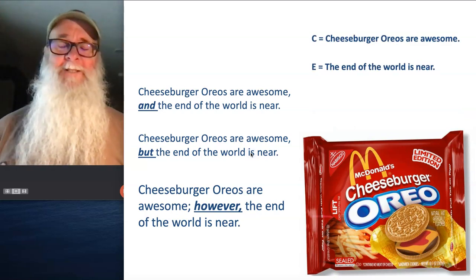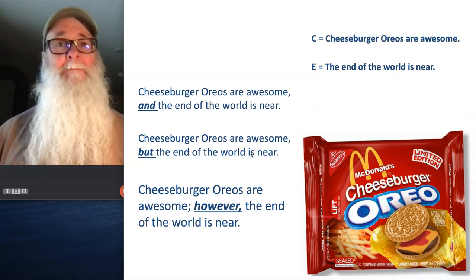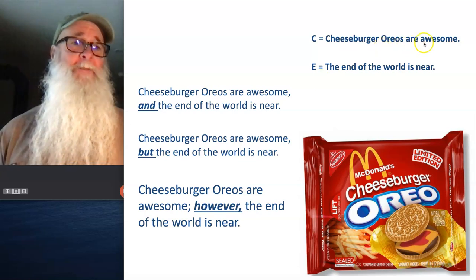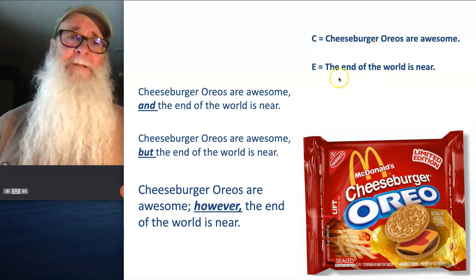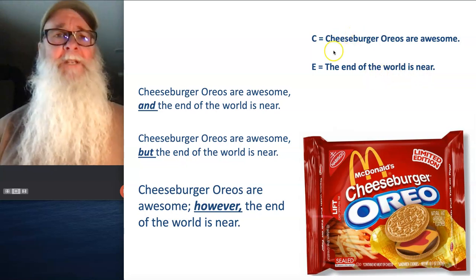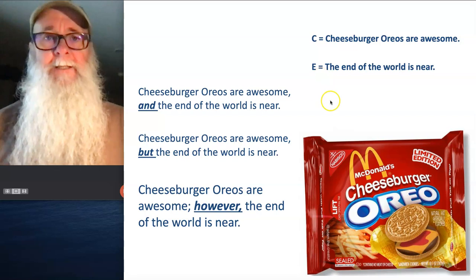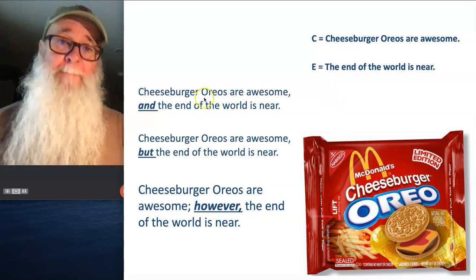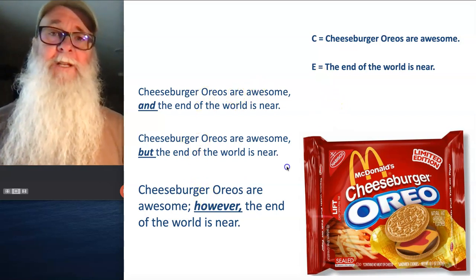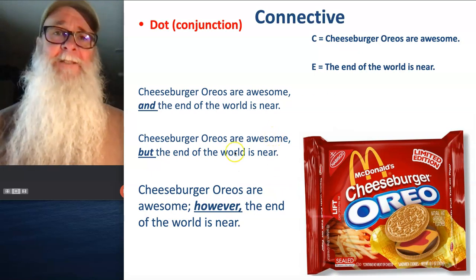These are compound statements. These are statements that are comprised of two simple sentences. One of those sentences is cheeseburger Oreos are awesome, and the other one of those simple sentences is the end of the world is near. And I can represent each one of those simple statements by assigning it a single letter, C and E in this case. And we can symbolically represent each one of these statements using the connective dot.